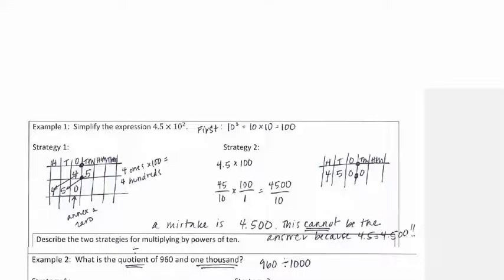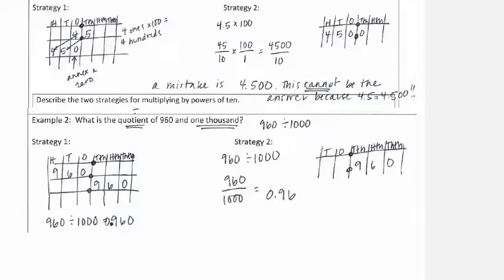Okay, then give students some time to describe the two strategies for multiplying and dividing by powers of 10. Again, slide and multiply as we would with decimals. And then the next example, you're doing the quotient. So this means divide 960 by 1,000. We're going to go ahead and rewrite 960 divided by 1,000. We write it in standard form. We do the slide method here.